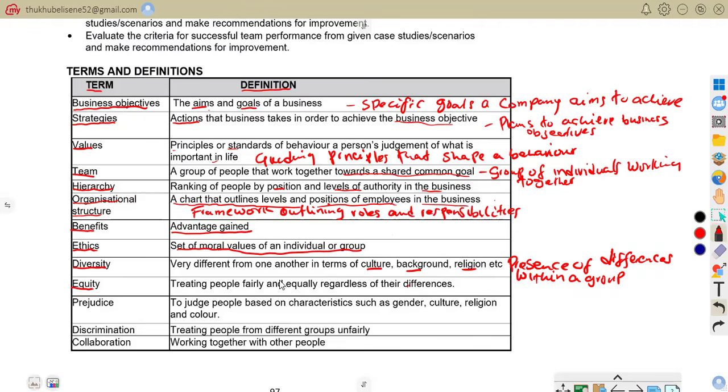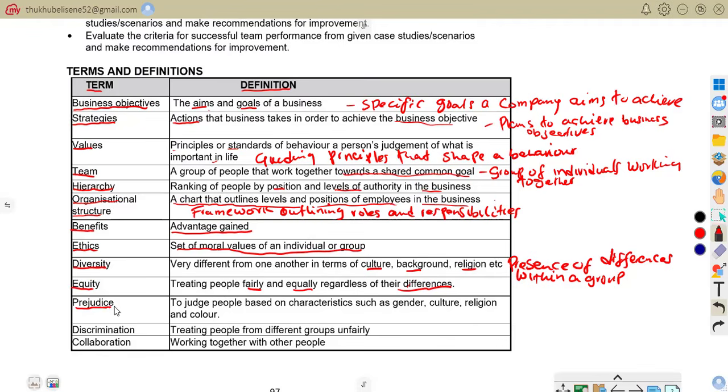Equity now. With equity, it says treating people fairly and equally regardless of their differences. We're talking about equality. When you're talking about equity, you're talking about fairness and justice in treatment. For example, ensuring equal opportunities for advancement. So that's what equity means.